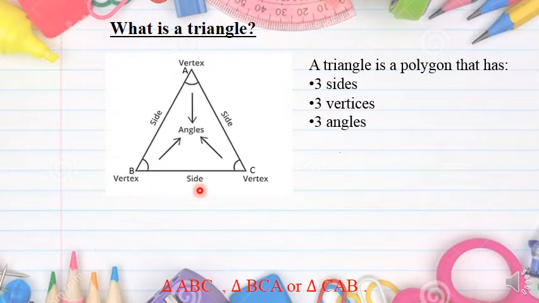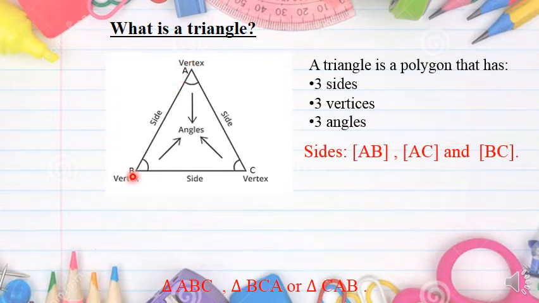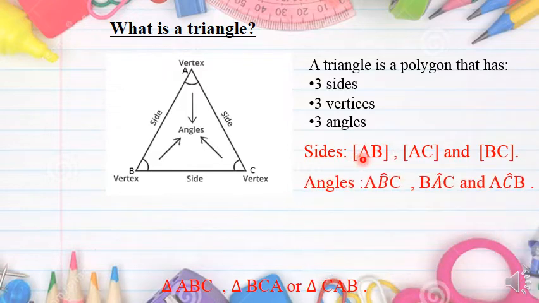What are the 3 sides? The 3 sides are AB, AC and BC. We name the sides, they are segments, by using brackets. What are the angles? A triangle has 3 angles which are angle A, angle B and angle C.